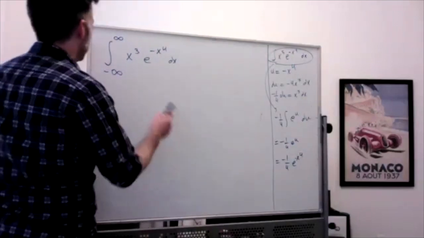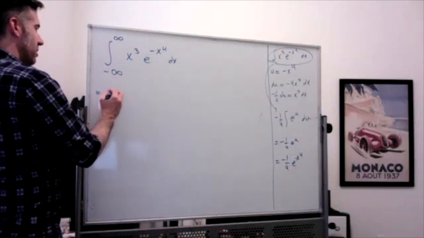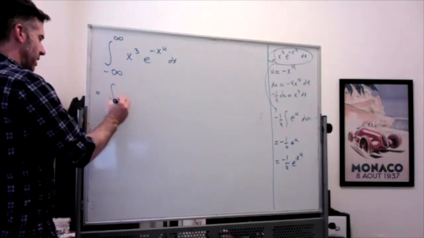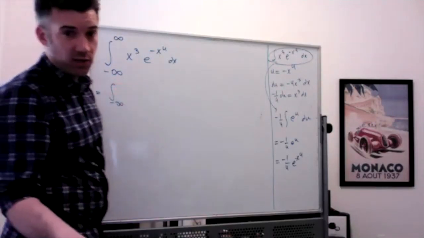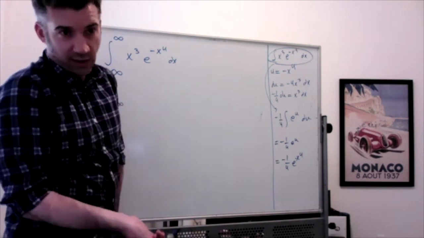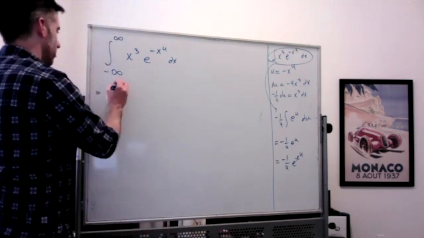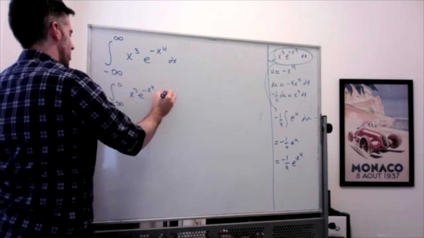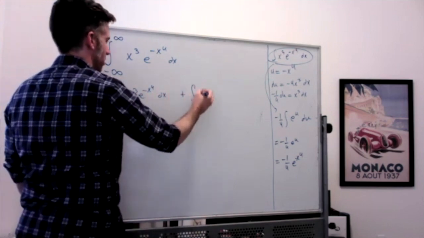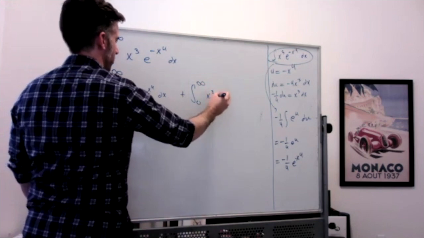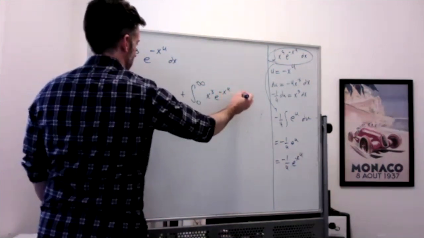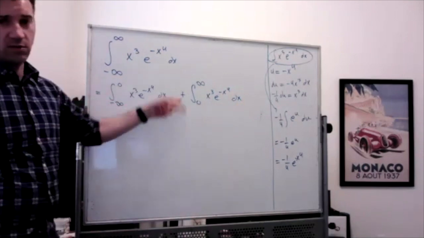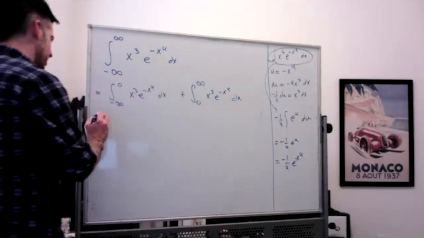So I'm going to break it up into 2 pieces. The integral from negative infinity to pick any point you want between them. We usually pick 0 if we can. So we get those 2 intervals, from negative infinity to 0 of the function, and from 0 to infinity. And then we're going to write each of them as limits.